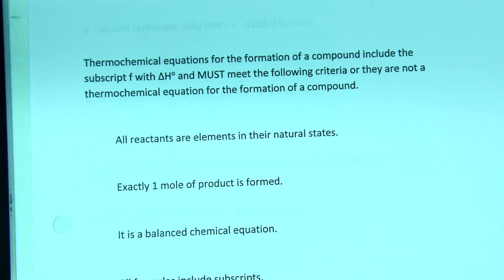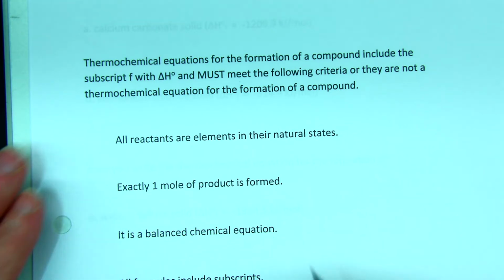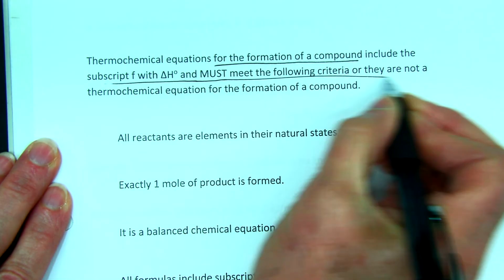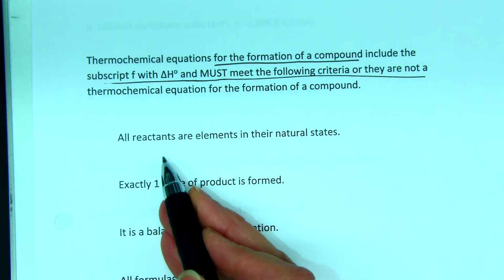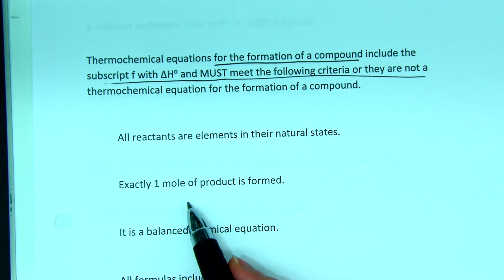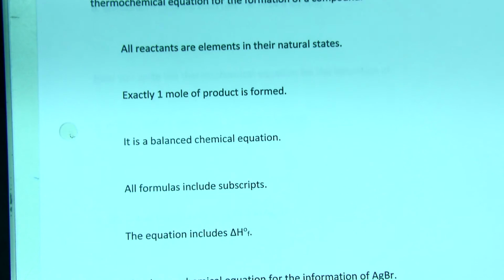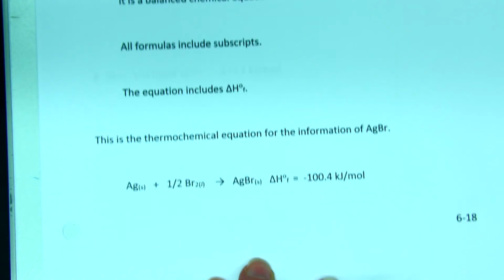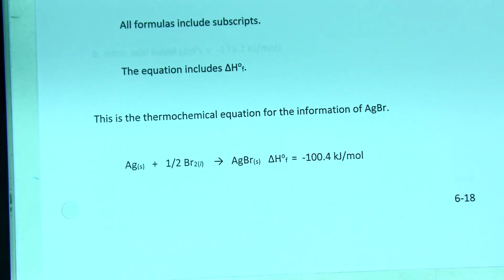So when we're talking about these standard enthalpy values, those are the numbers that are associated with the thermochemical equation for the formation of a compound. They include the subscript F, and they have to meet the following criteria. All reactants are elements in their natural states. 1 mole and 1 mole only of product is formed. We have a balanced chemical equation. All the formulas include subscripts for physical states, and the equation includes delta H0 sub F.